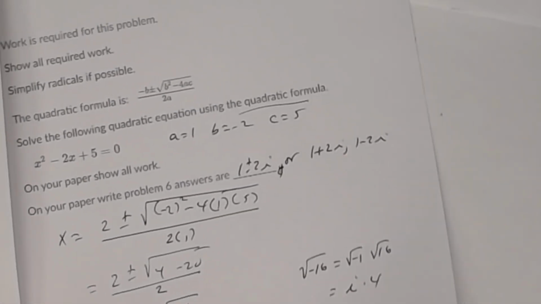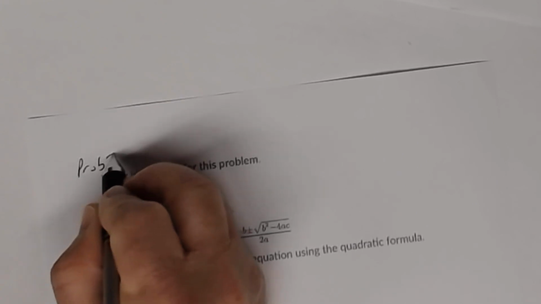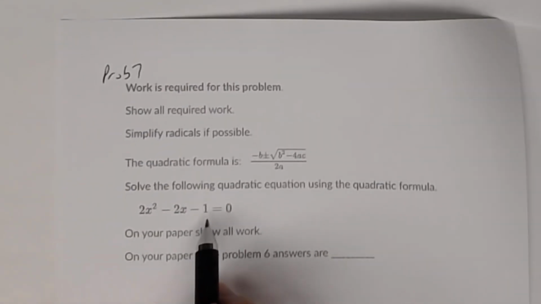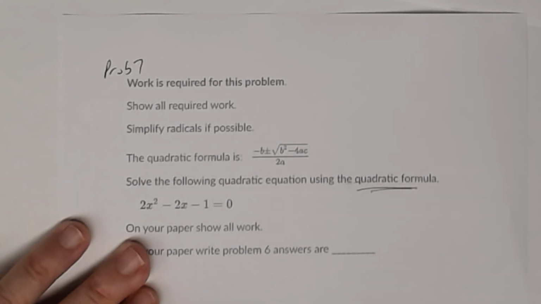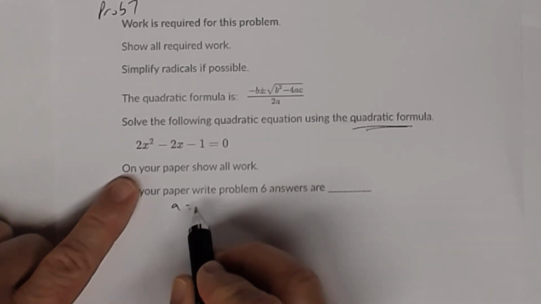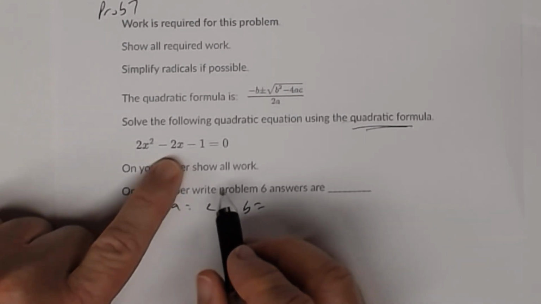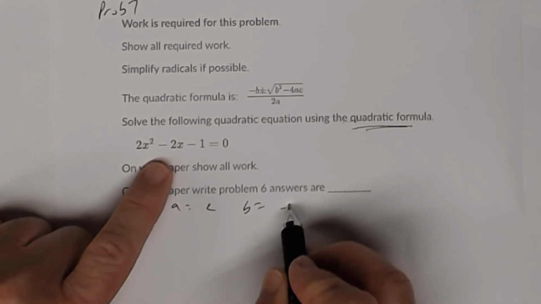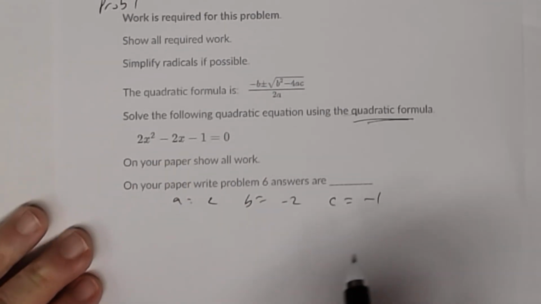And then finally, problem number 7. So you had this quadratic equation. It's already in standard form. And in this case, you still want to use the quadratic formula. So a is the coefficient of x squared, which is 2. b is the coefficient of x, which is negative 2. And c is your constant, which is negative 1.